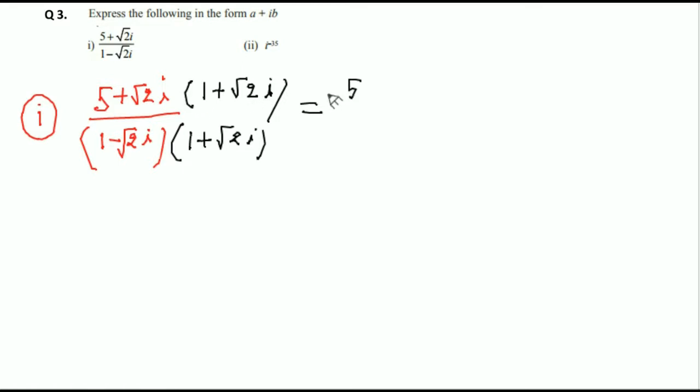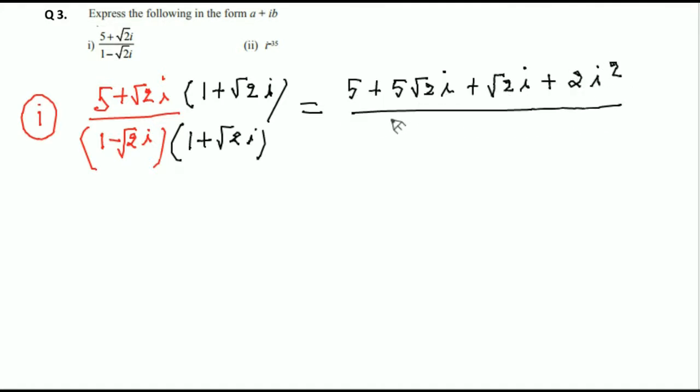Let's go one by one. 5 into 5 gives 5 root 2 iota, plus root 2 iota, and root 2 into root 2 will be 2 iota square. And in the denominator you have 1 minus and plus, so the a minus b, a plus b form. So a square minus b square: 1 square minus root 2 square, that is 2, and iota square.